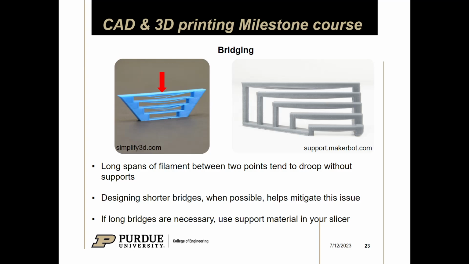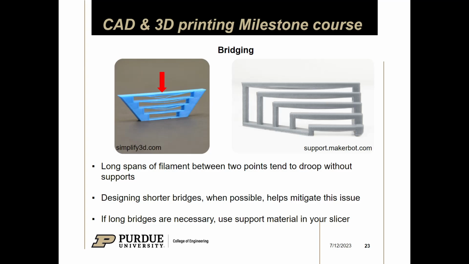Again, you can use supports in this case, right? The supports will make sure that your bridges don't droop. But as a designer, when you're designing for 3D printed parts, you want to try to avoid using supports as much as you can, because that means you don't need to do any post-processing, right? You can just take off the part and use it. And it reduces the materials, right? All the support material is wasted filament, where you could have put it to a part that you're making.